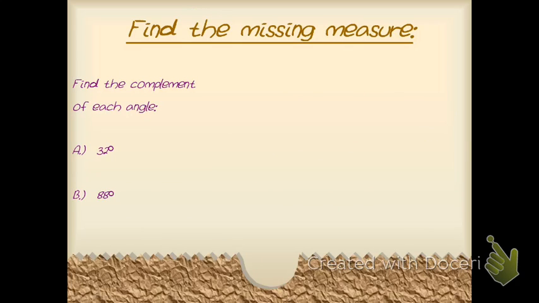So let's do a practice with the complementary angles. When I say find the complement of each angle, we just said complementary angles equal what? They equal 90 degrees. So if you're given an angle, or given a degree, and you want to find the complement to it, how do you think you'd find that? Find the number that adds up to 90 with that number.